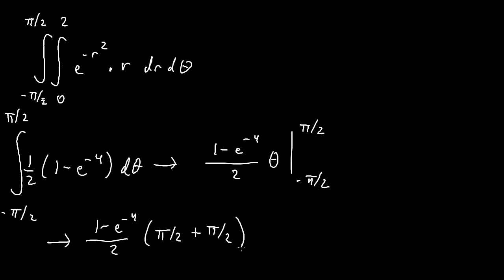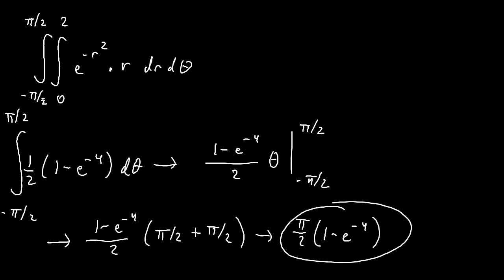Pi over 2 plus pi over 2 is 2 pi over 2, or pi. So we're left with pi over 2 times 1 minus e to the negative 4. That's the final answer. Now for this next problem, we're going to learn how to use a double integral to find the area of a polar region.